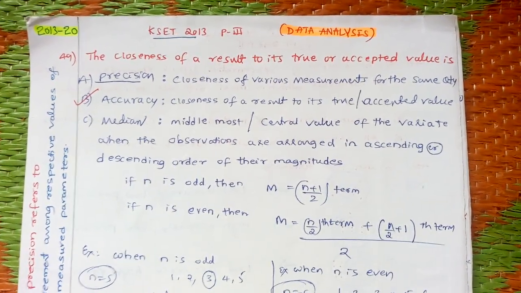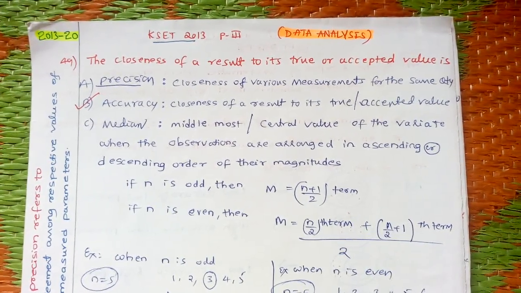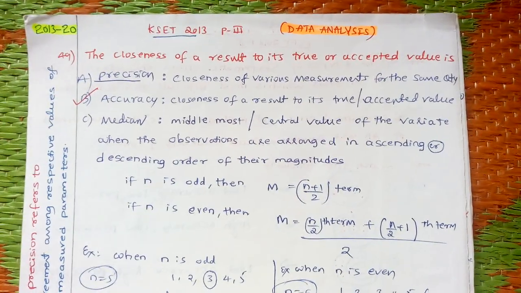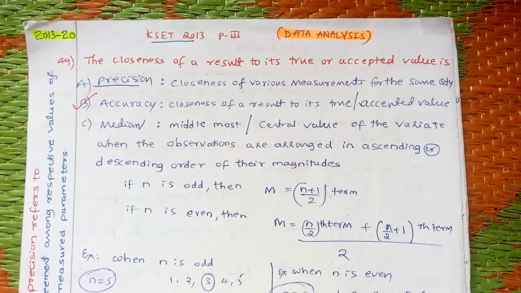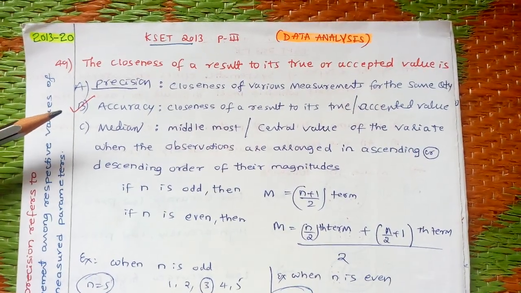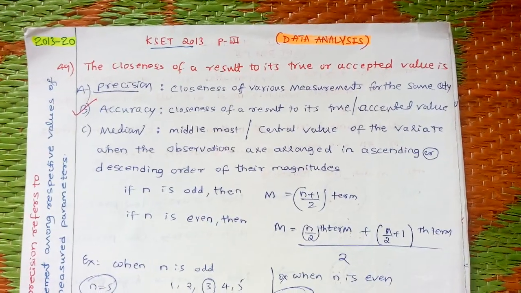In today's video I am discussing KSET 2013 to 2020 data analysis questions solving. In that, the first question: the closeness of a result to its true or accepted value, its answer is accuracy. It means closeness of a result to its true or accepted value.